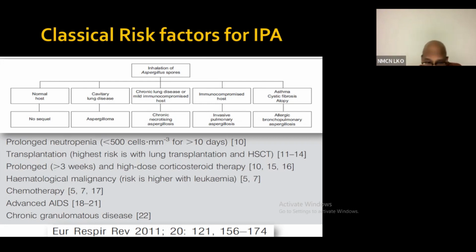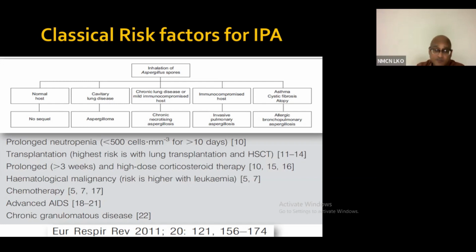Just note down the below host factors. Okay. As I told you, IPA means immunity is down. So prolonged neutropenia, less than 500 for more than 10 days. Okay. Transplantation, high risk is with lung transplantation, and HSCT prolonged for more than 3 weeks, and high dose steroid therapy, chemotherapy, advanced AIDS, chronic granulomatous disease. All of them contribute to a risk factor for IPA.